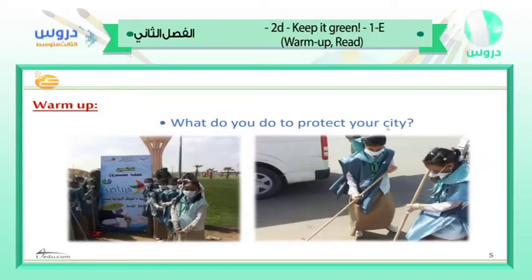What do you do to protect your city? You see here, they have volunteers from students. Students are volunteering to clean the cities. Yes, this is what we call volunteer. Okay.